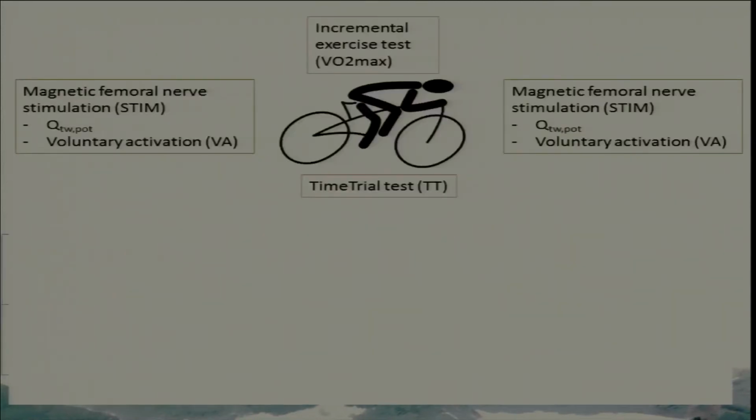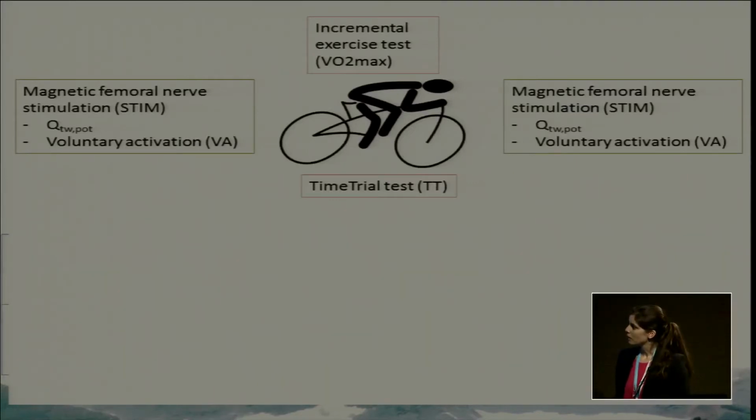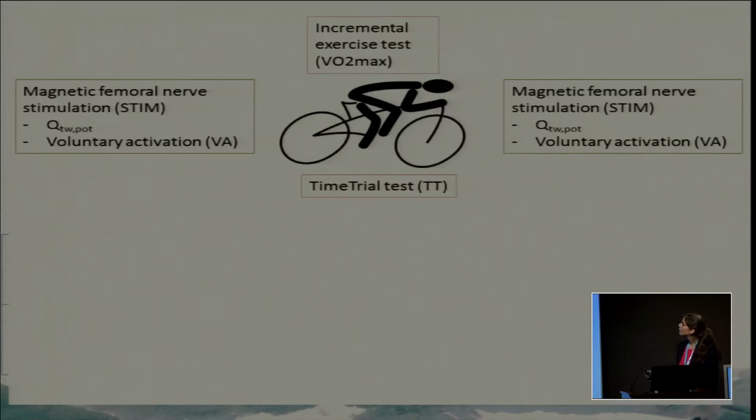Now to give you an overview of the whole study. We first assessed the fatigue development, then they were put on the bike and performed the maximal incremental exercise test. Immediately after, again, we assessed fatigue, and then they had an hour rest, and the same started again. We did femoral nerve stimulation, then they performed their time trial, and again, immediately after, fatigue patterns were assessed.